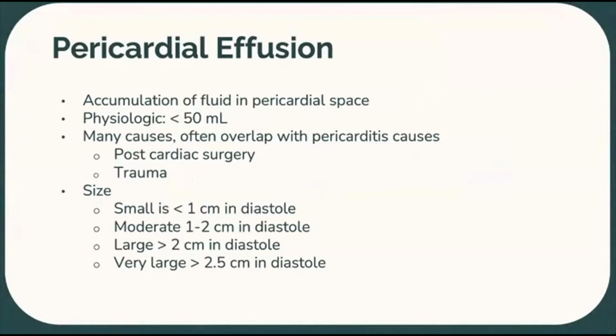In terms of the sizes, small is less than a centimeter in diastole. Roughly, this corresponds, I found, to less than 100 mils. Moderate is 1 to 2 centimeters, 100 to 500 mils, large being more than 2 centimeters, and this usually is more than 500 mils, and very large is more than 2.5, and that's over 700. And notably, these are all measured in diastole.